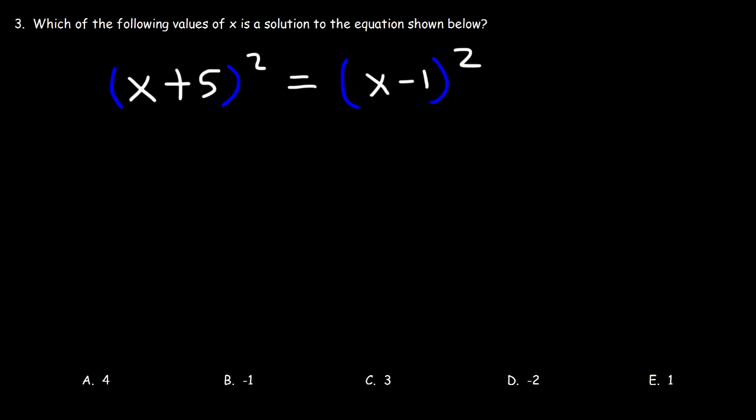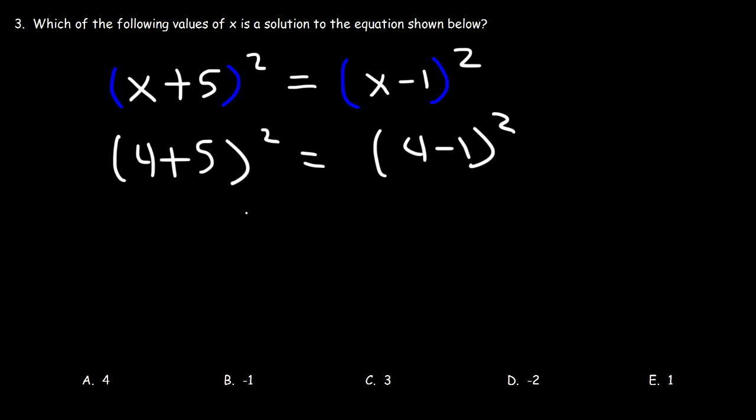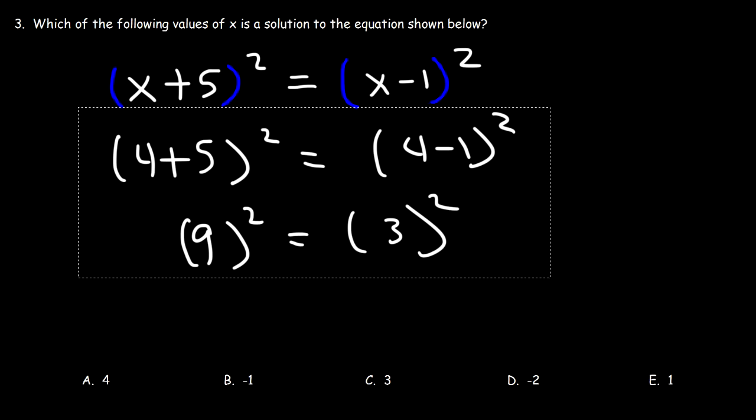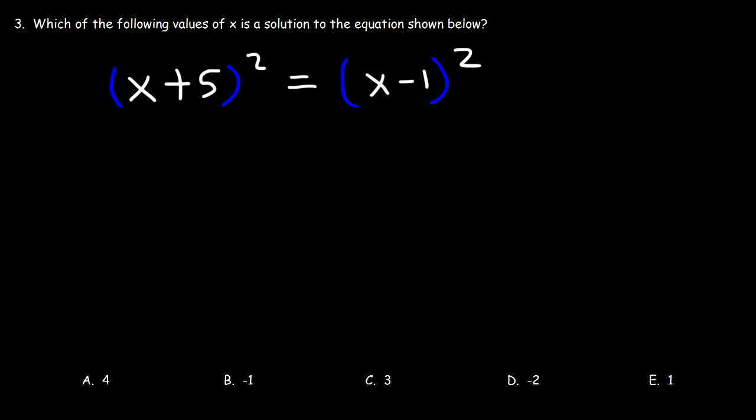But let's go over the short way, and that is plugging in the answers and seeing which one works. So let's start with answer choice A. If x is equal to 4, will the left side of the equation be equal to the right side of the equation? Let's find out. So we're going to have 4 plus 5 squared is equal to 4 minus 1 squared. Now 4 plus 5 is 9, and 4 minus 1 is 3. Clearly, 9 does not equal 3, so therefore 9 squared cannot be equal to 3 squared. And so we could eliminate answer choice A.